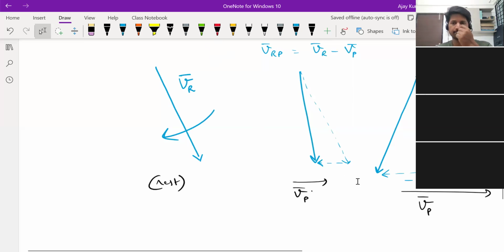Yes, sir. Right. So see, not just in the case of person and rain, generally, if A moves in one direction, then relatively B's velocity will tilt in the opposite direction. I'm not saying B will absolutely move in the opposite direction, but its velocity has to tilt in the opposite direction.